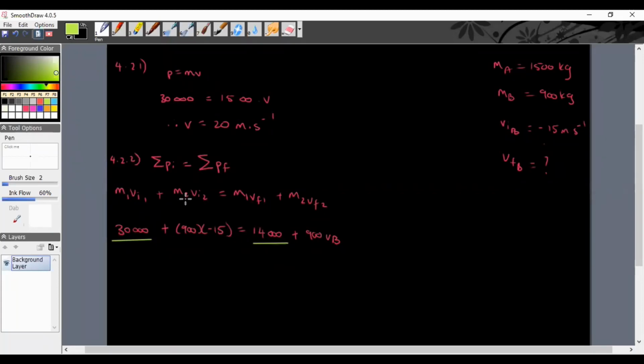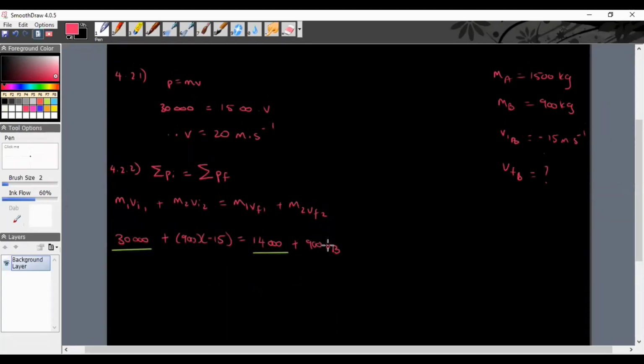For car B, the mass of it was 900 times negative 15 because it's going in a westerly direction. And of course, on the other side here, we have 900 times vB or vf of B, because we don't know what the final velocity of B is.